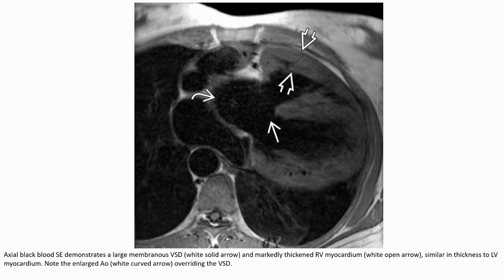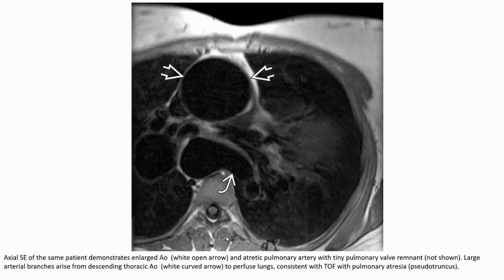Axial black blood shows a large membranous VSD, Y solid arrow, and markedly thickened right ventricular myocardium, similar in thickness to the left ventricle. Note the enlarged aorta, Y curved arrow, overriding the VSD. The same patient demonstrates an enlarged aortic root and atretic pulmonary artery with seen pulmonary valve, and a large arterial collateral arising from the descending thoracic aorta.